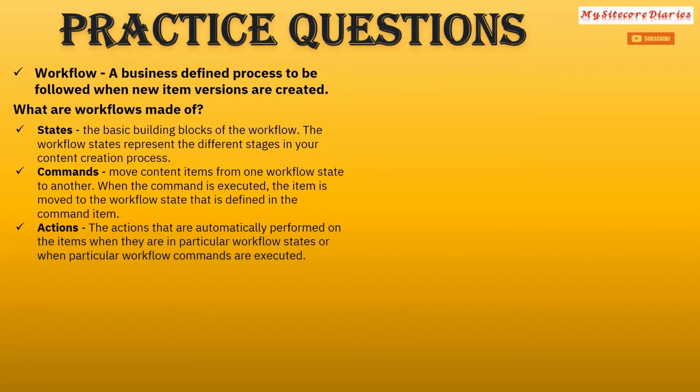Commands move content items from one workflow state to another. When the command is executed, the item is moved to the workflow state that is defined in the command item. Okay, so the second part is a command and third is an action. Actions are automatically performed on the items when they are in particular workflow states or when particular workflow commands are executed. So these are the three main important things: states, commands and actions.